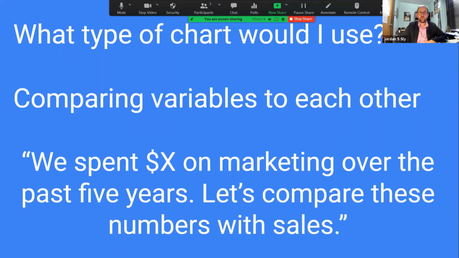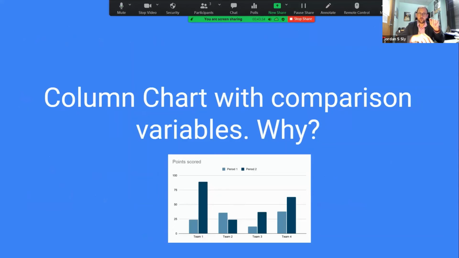Okay. So what type of chart would I use for comparing 2 variables to each other? To make that comparison between one area and another in the most accurate way, to make that direct connection, we want to use a column chart like this with comparison variables. We want to see these 2 things compared directly next to each other in order to make the best guess at how to interpret the change between these 2 things over a given time.